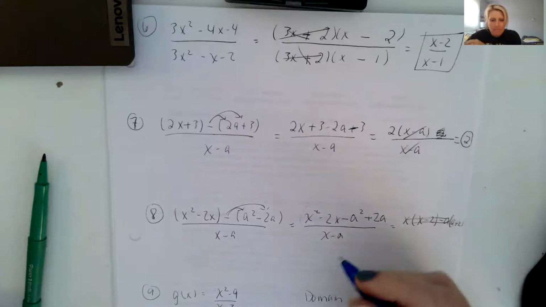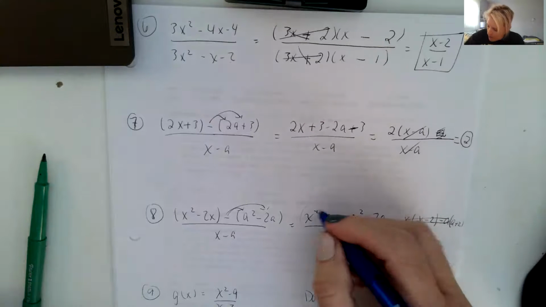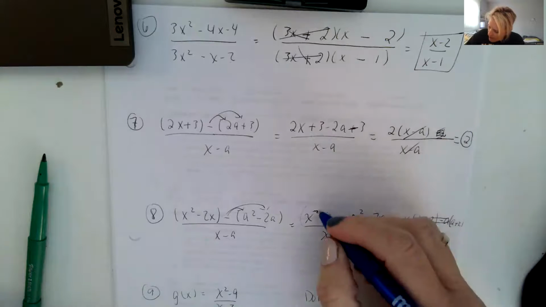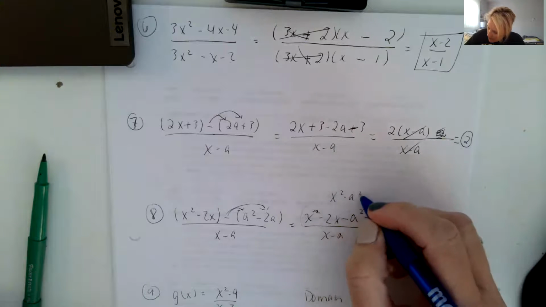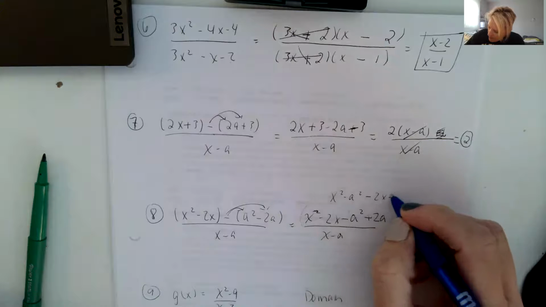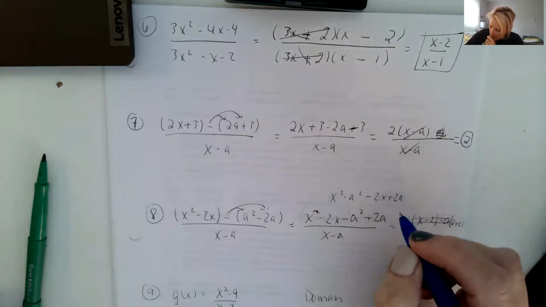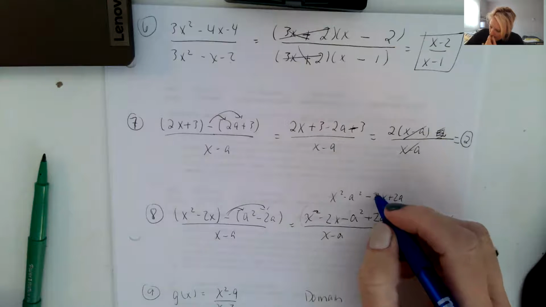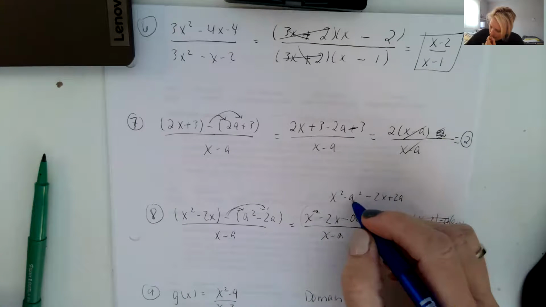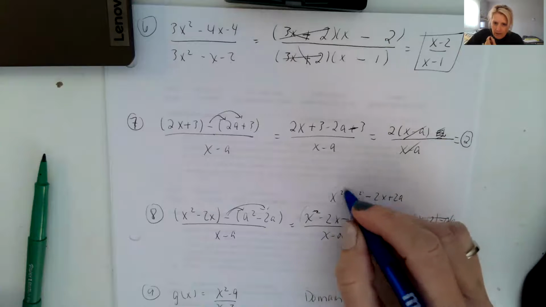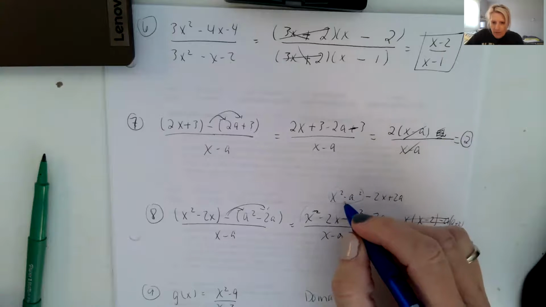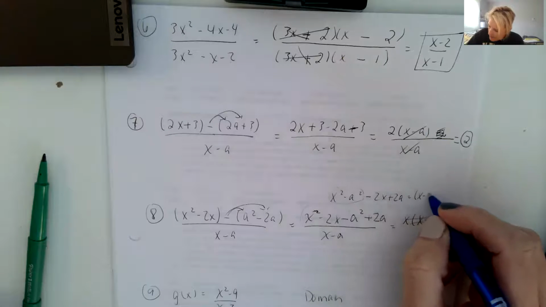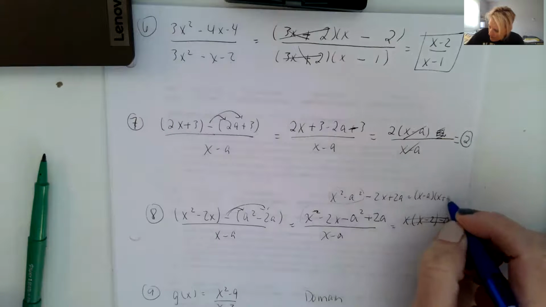Think about this here for a minute. So if we group the x squared and the a squared, so it's x squared minus a squared minus 2x plus 2a, we could then factor this into x minus a, x plus a. So x minus a, x plus a.